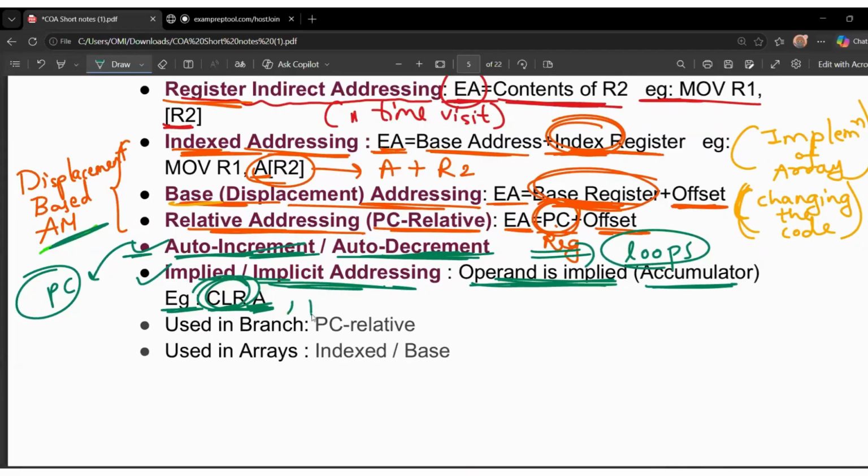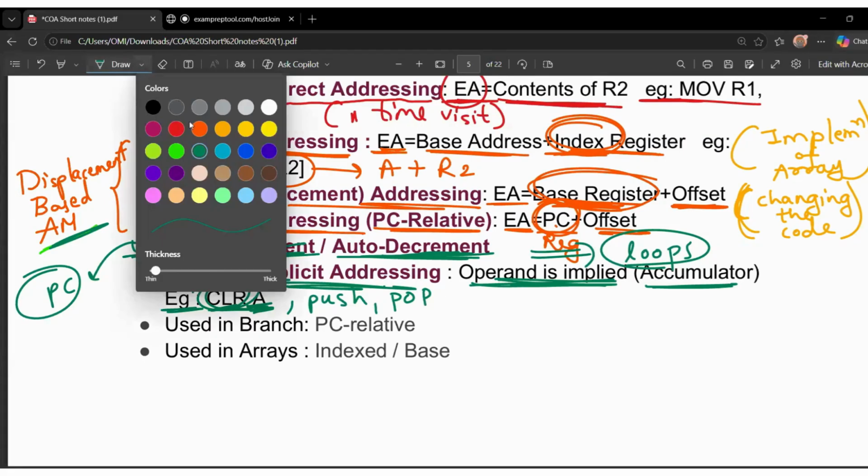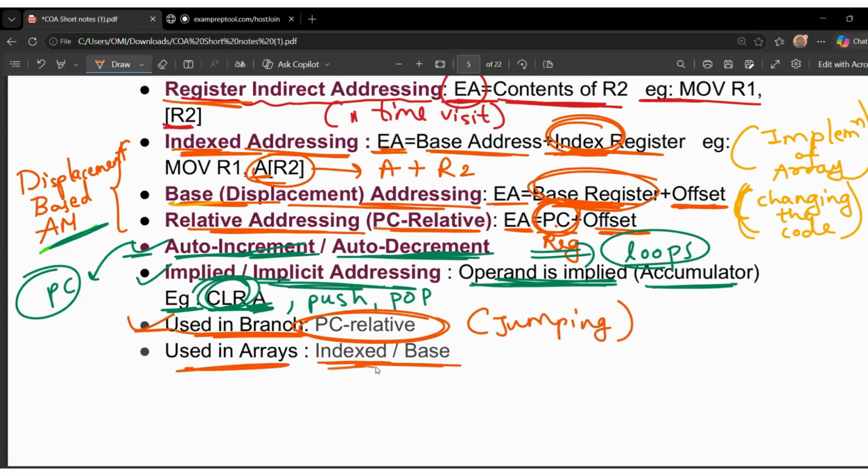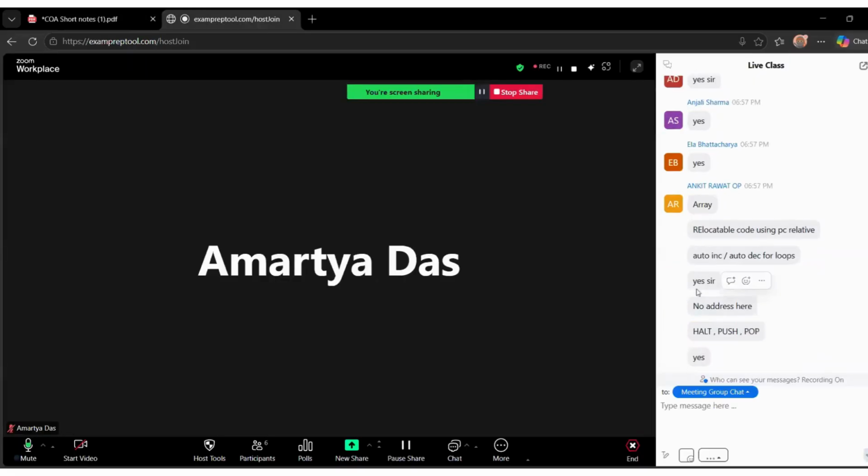We have seen this in the stack based mode: push and pop. PC relative is used for branching, for jumping. And index or base addressing is also used; base addressing can be used for array implementation, because you just have to change the base register.